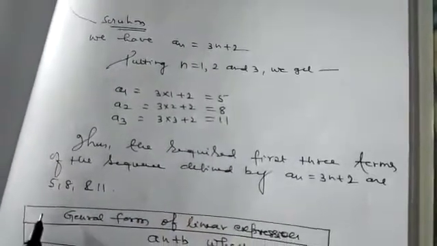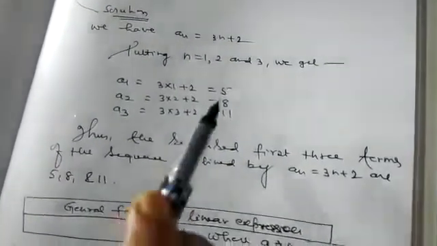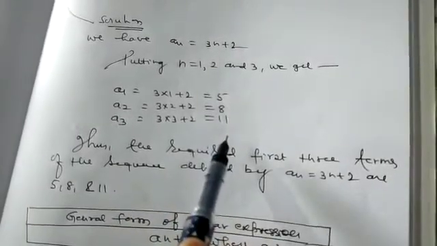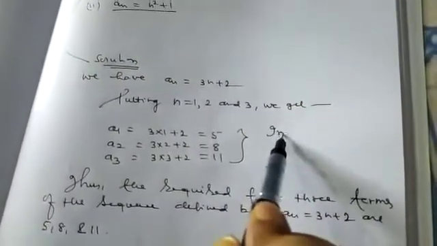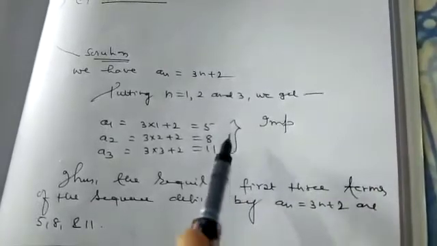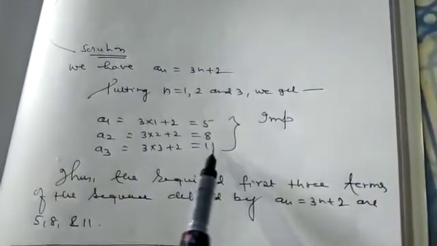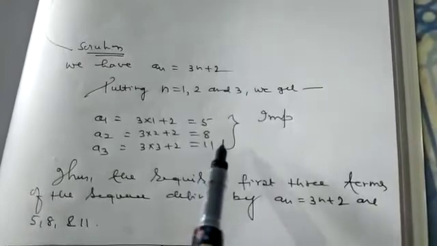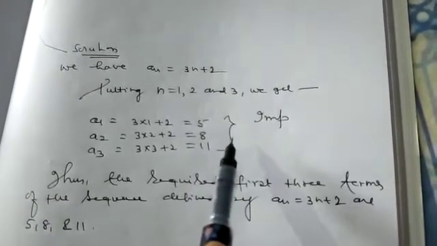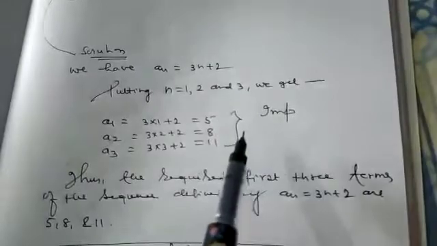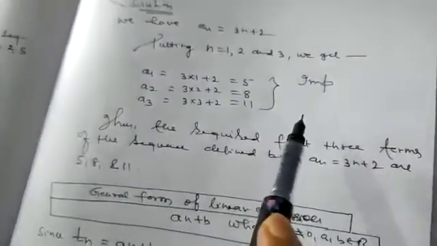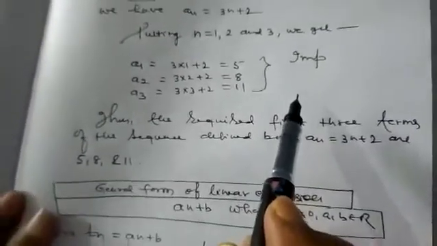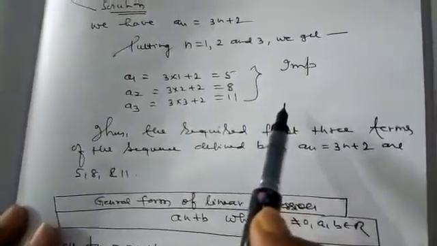So what do we observe? We observe that the required terms are 5, 8, 11. But try to understand, this is very important. The terms are in AP. If Tn is a linear expression, then the terms will be in AP. This is very important for multiple types of questions. You must remember it.